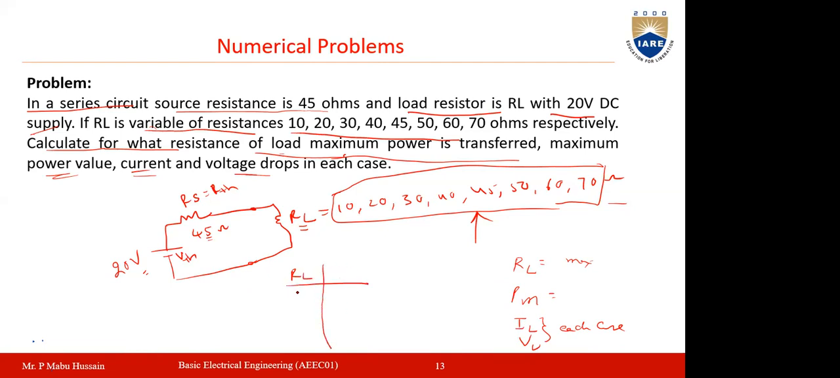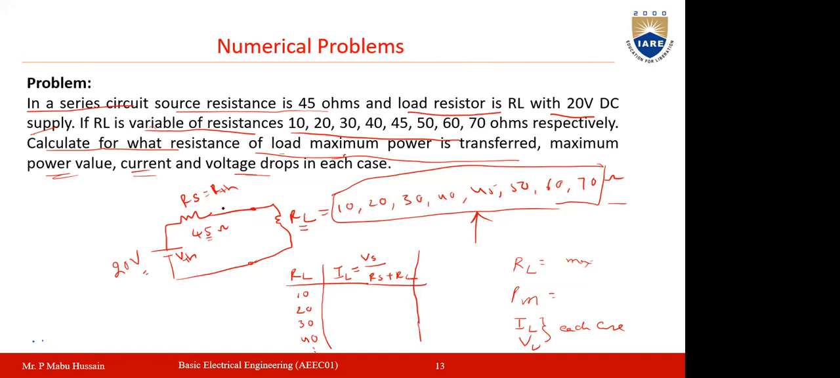Okay. RL values are listed here: 10, 20, 30, 40, like that. You do this. So then you find the load current. So this load current will be equal to how much? Source voltage Vs by source resistance plus load resistance. By using this formula, you have to find out the load current IL.